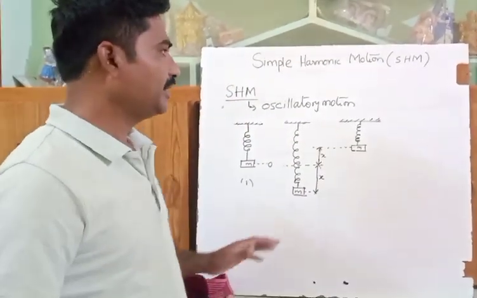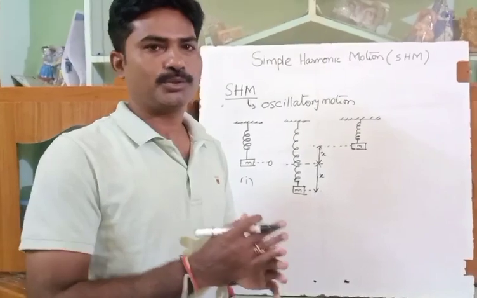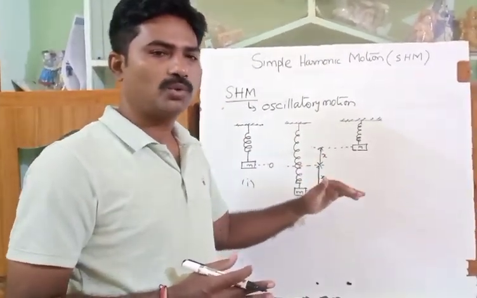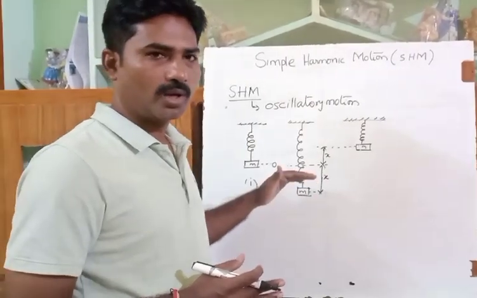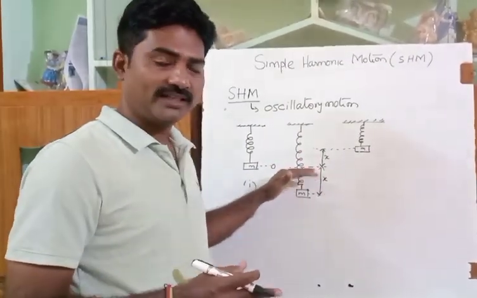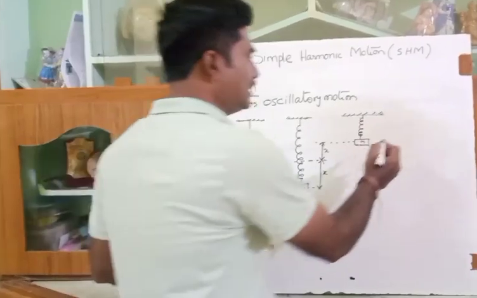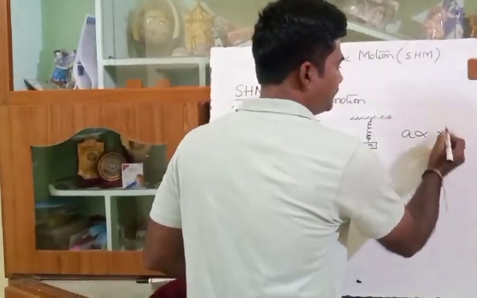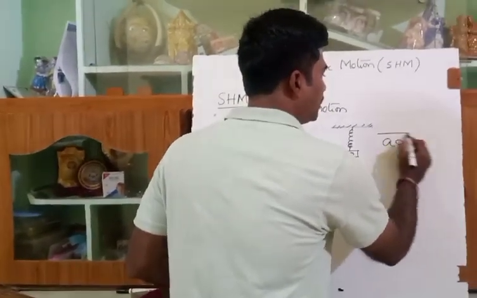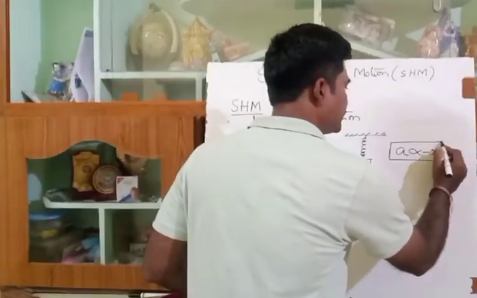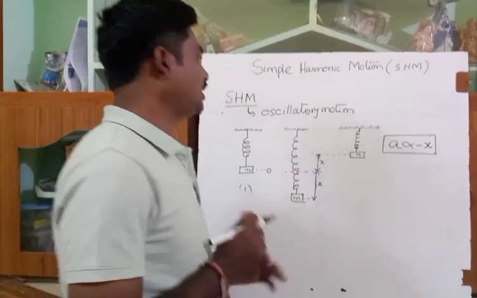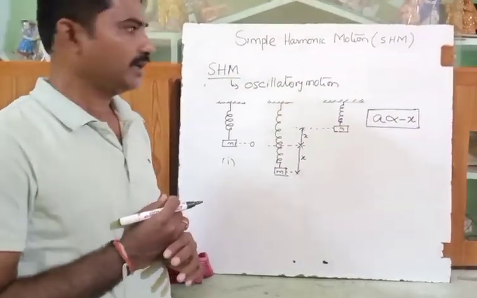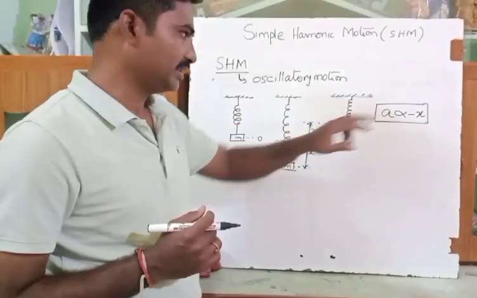Simply we say that whenever the body is said to be in simple harmonic motion, the body must move to and fro or up and down about the mean position in such a way that the acceleration of the body is directly proportional to its displacement, but in the opposite direction. Then the body is called a simple harmonic body. Here, see this is the condition to understand.